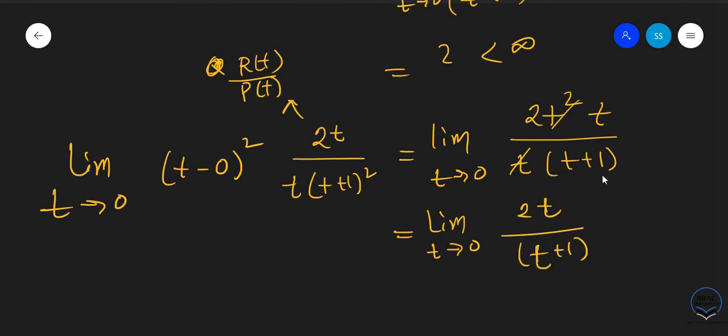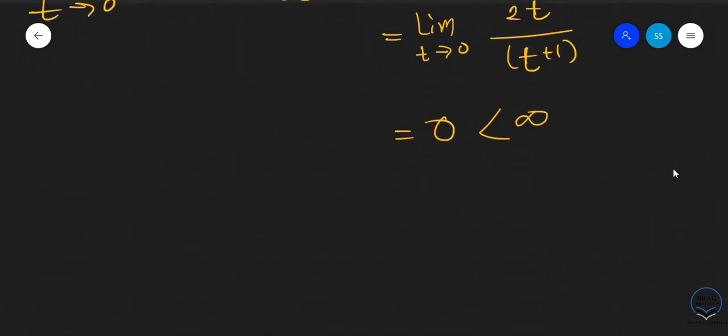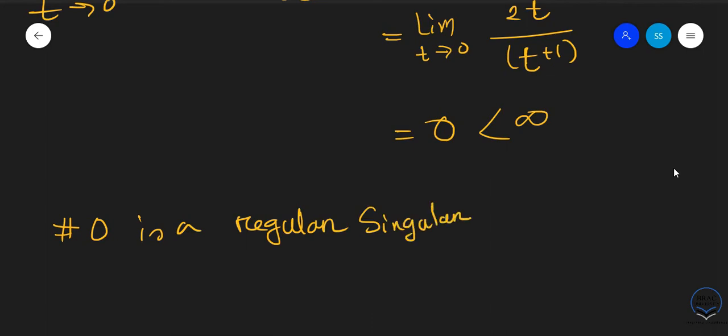Yeah, the t should be written like this, so that we can distinguish it from the addition symbol. And now if you evaluate the limit, this is just 0, which is also less than infinity. Since both of the criteria have been satisfied, we can say that 0 is a regular singular point. Though it's singular, it's a regular singular point. So you can find some series solution about this point as well.